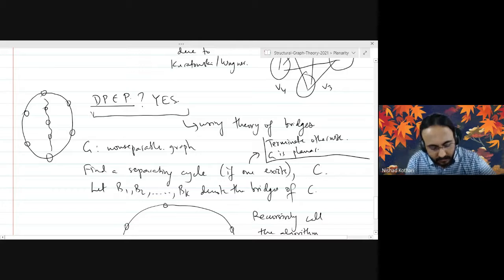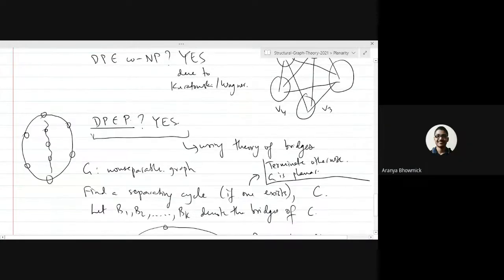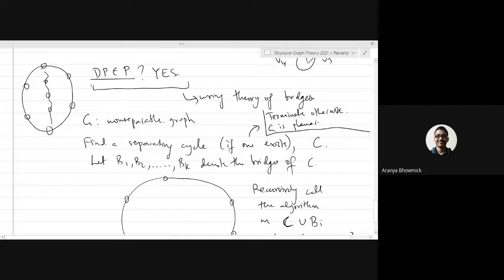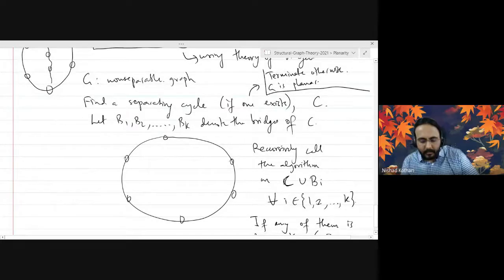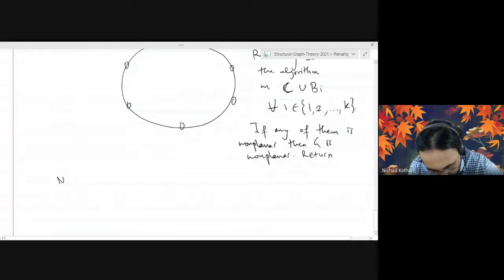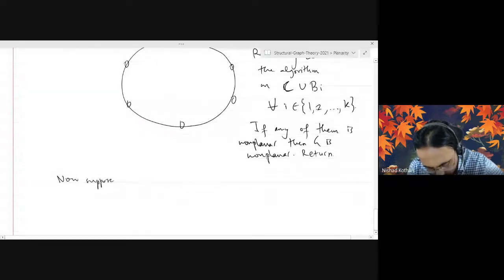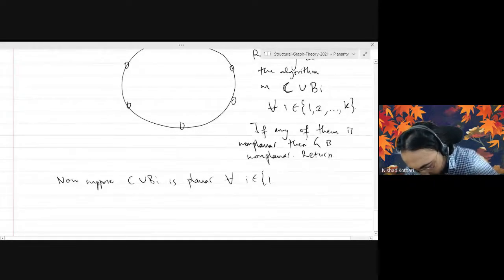Okay, got it. So basically, if the graph G doesn't have any separating cycle, then we can immediately say that G is planar. Exactly. Otherwise, we will take the separating cycle and we will consider the bridges with respect to the cycle, and then we will recurse. Exactly. Now suppose that all of these return planar. Now suppose that C union Bi is planar for all of the bridges 1 up to k.